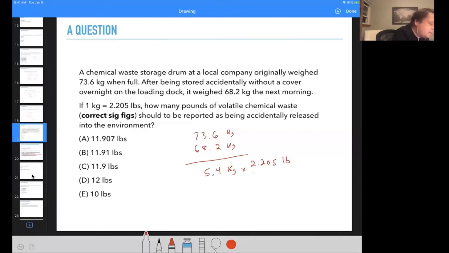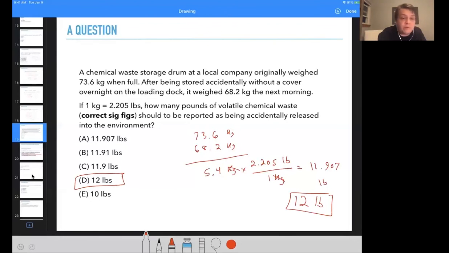2.205 pounds per 1 kilogram. So we get 11.907 pounds. And so looking at this, we have only 2 significant figures in the initial answer, in the initial subtraction. That's the lowest number we have. So in this multiplication, the conversion, in this case, we're giving it to 4 significant figures. There's only 2 significant figures, so the answer is going to be 12 pounds. So 12 pounds, D, will be the answer that we report as what's gone.